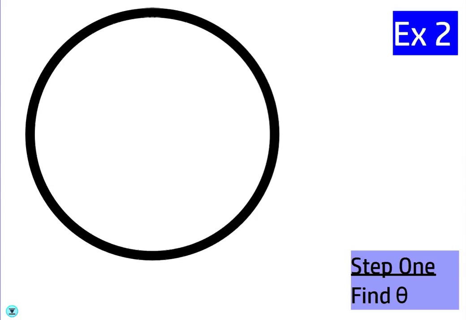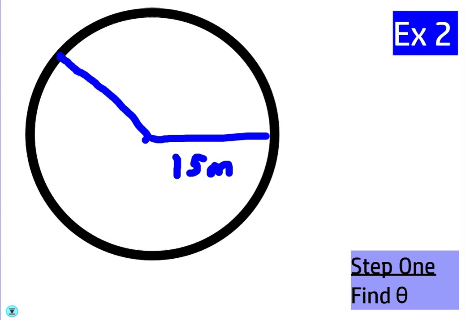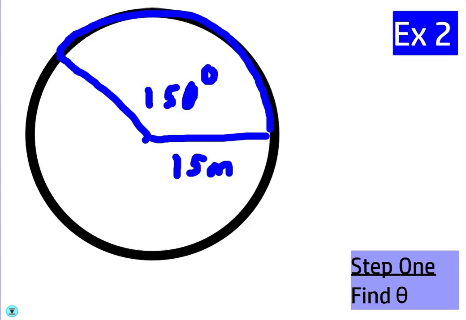Okay, so what we have for example 2, we'll do the radius first. We have the radius of 15 meters. And again, this covers all of the ones on the back. And then, this might not be perfect, but we have an angle of 150 degrees. And we need to figure out how long this is.